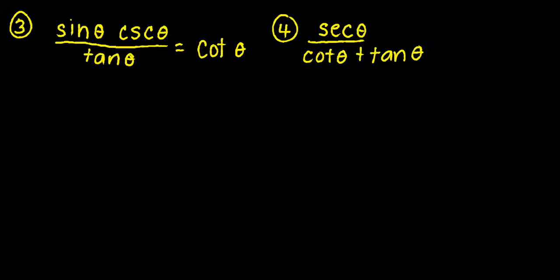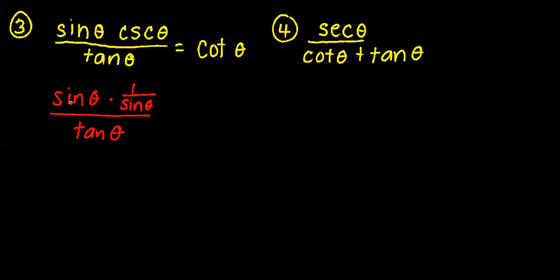Number 3. Sine theta times cosecant theta divided by the tangent of theta equals cotangent of theta. Before we move on, I'm going to take a quick look and make sure I wrote it down right. Yep, I did. Okay, so I'm going to start by changing my cosecant. So I'm going to rewrite sine of theta, only instead of cosecant, I'm going to call that 1 over sine by the reciprocal identity. And that's still all over tangent.